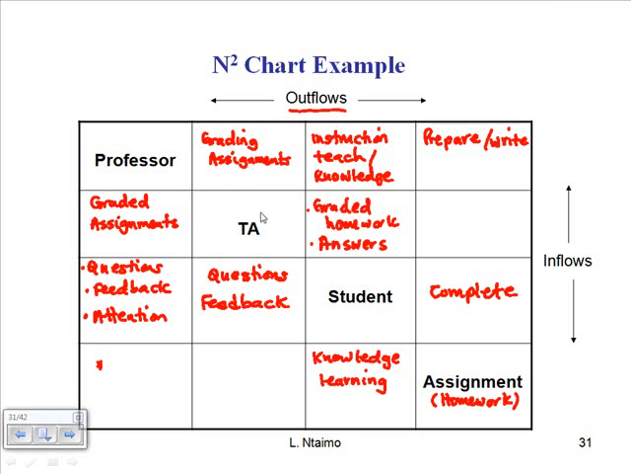If the TA prepares assignments, then we can enter something in here. Between TA and assignment, it goes there. If the TA doesn't prepare any assignments, we can leave this blank. Okay, again, then we have assignment and TA. If the TA doesn't do anything with the assignment, then we can leave this blank as well. So when you prepare an n-squared chart, you don't necessarily have to fill in all the cells. You only fill in the cells where there is some interchange, where there is some interaction. That's where you're going to put information.